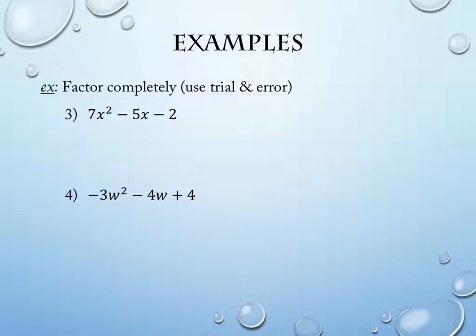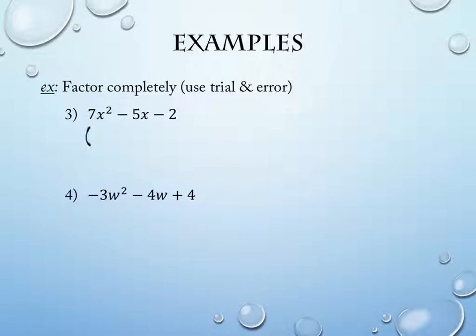7x squared minus 5x minus 2. This is actually a fairly nice one as well because 7 is prime and 2 is prime. Prime numbers are friendlier than composite numbers because there's less options I have to work with. So if I'm going with trial and error, well, first of all, do they have anything in common, all of them? This one does not.